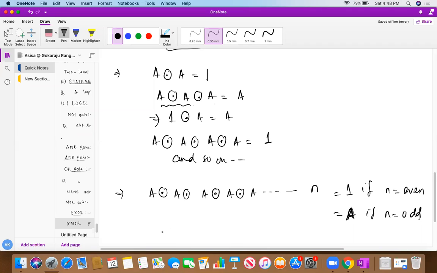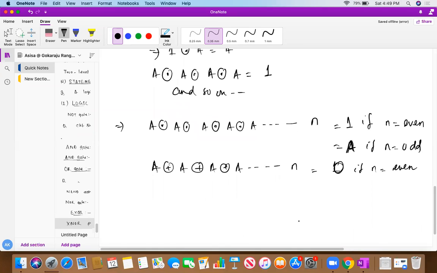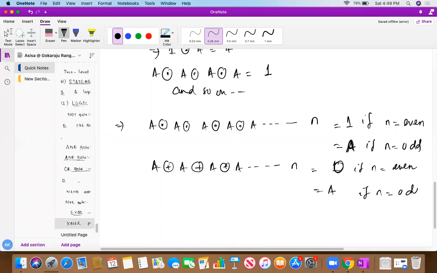If these are the things, A XOR A XOR A XOR A, like this up to n number, what am I getting? It is 0 if n is even, and similarly it is A if n is odd. I am going to use these things many times in my problems, students.